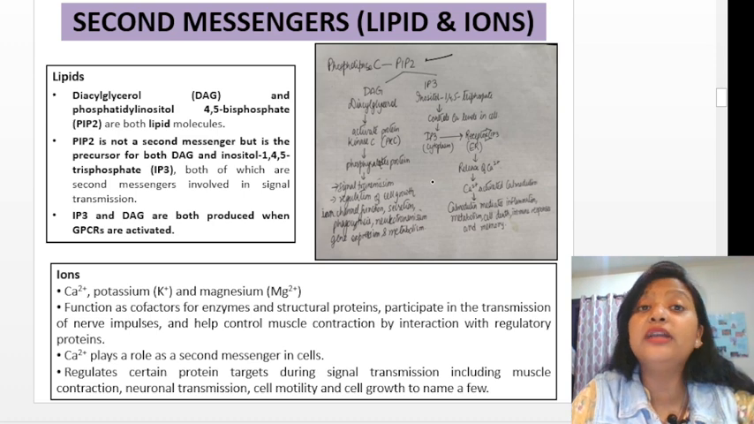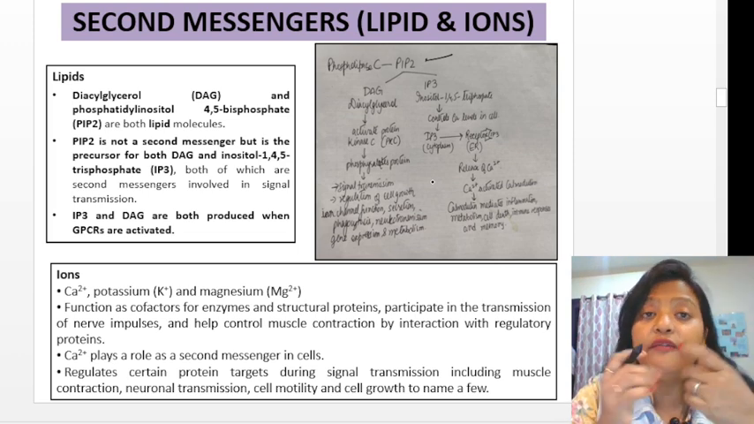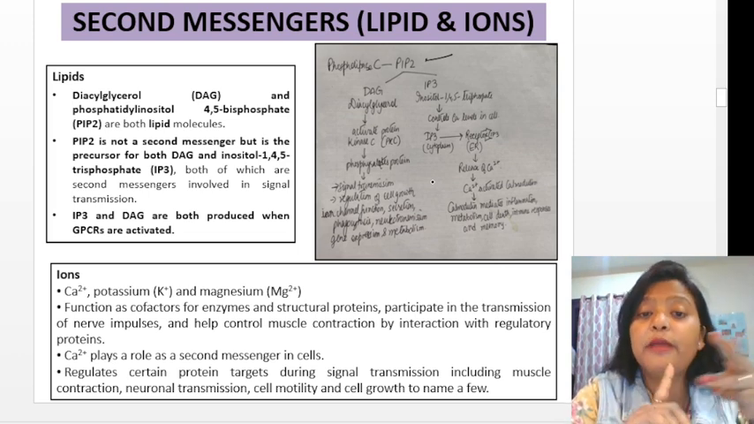Okay. Now coming to the ions part. What are the ions which are acting as secondary messengers? We have Ca2+, we have potassium, and we have magnesium ions.